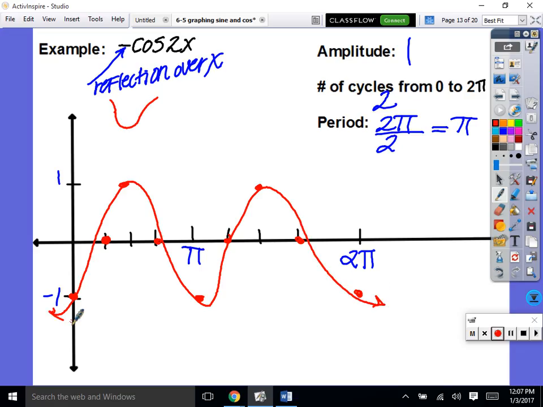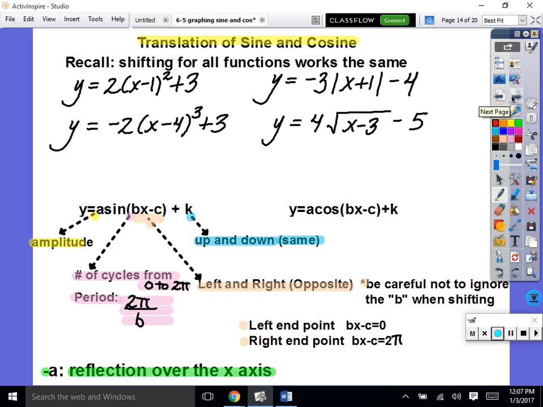Okay. All right, next thing, translating sine and cosine. So that was the easiest thing, but now we're going to have shifts left and right and shifts up and down. So recall that shifting for all functions works the same. Just look at these. These are some things we've graphed or seen in the past or even this year. So this is a quadratic. It's shifted right 1, up 3, stretch of 2, correct? This is a cubic that would be shifted right 4, up 3, stretch up 2, and a reflection over the x-axis. Right? We know that shifting for functions works the same for all functions.